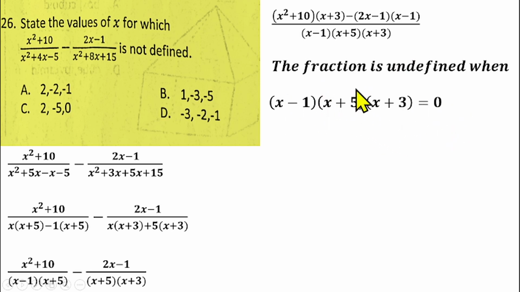So that means each of them, if you know the statement of this, that means each of them is equal to 0.